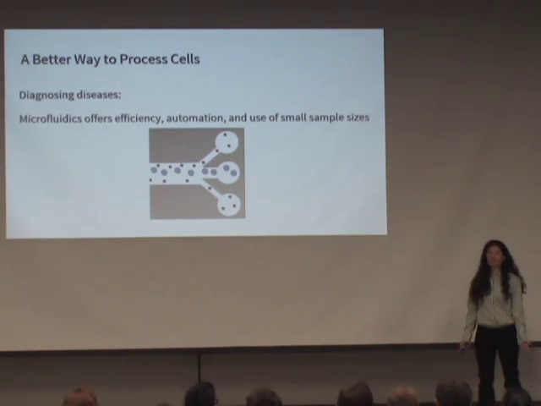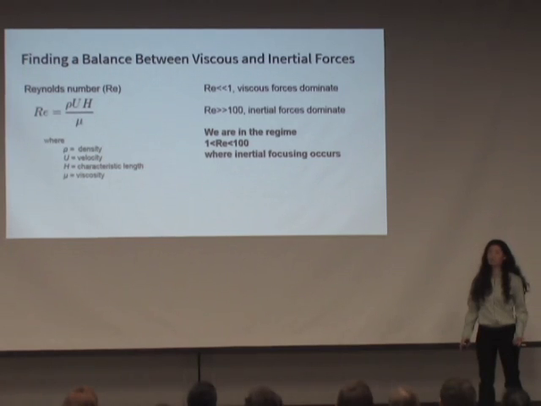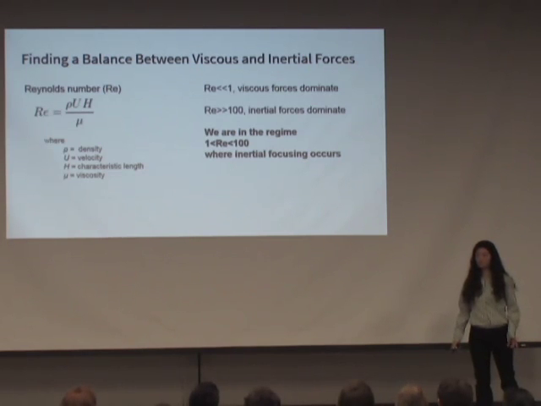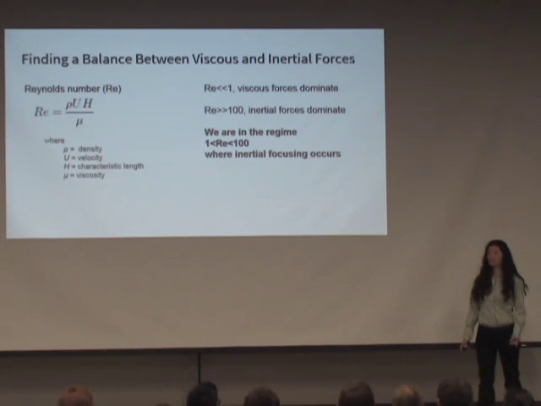So how does microfluidics accomplish this? Here's some background. Reynolds number is characteristic of fluid flow. With very small Reynolds numbers, we get viscosity as the dominating force. For very large Reynolds numbers, inertial forces are dominant. We're really interested in the regime where these two forces are balanced, between Reynolds numbers of 1 and 100. In this regime, we get inertial focusing.